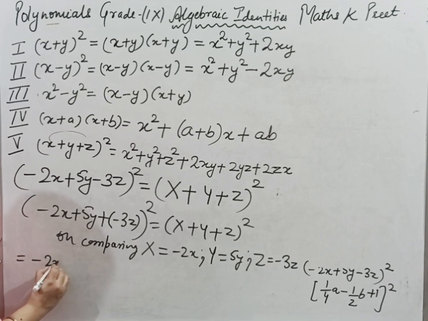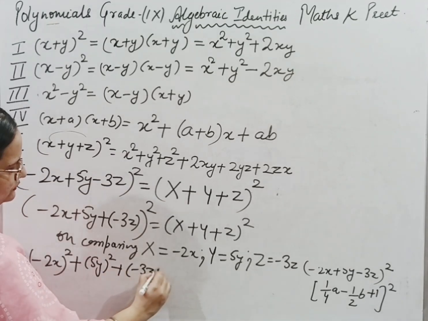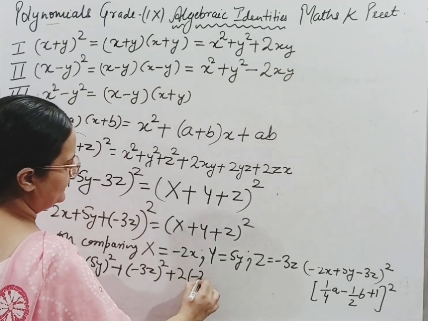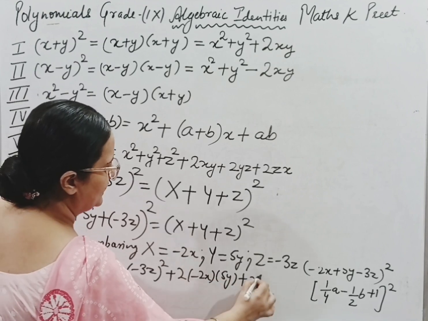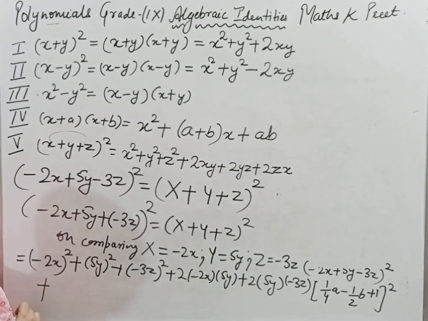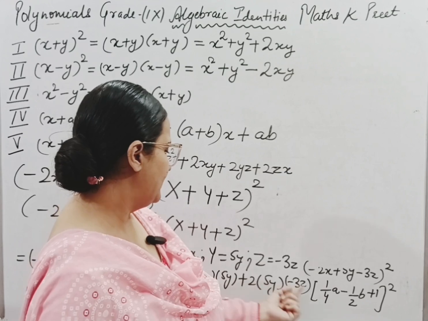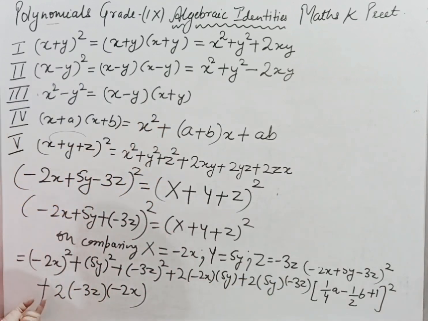So what am I having? (-2x) whole square plus (5y) whole square plus (-3z) whole square. Now plus 2 of capital X capital Y, plus 2 times capital Y capital Z, plus 2 times capital Z and capital X, which is minus 3z and minus 2x. I am just putting in the values. So this is equal to 4x square plus 25y square plus 9z square minus 20xy minus 30yz plus 12zx. So this is my answer for this question.